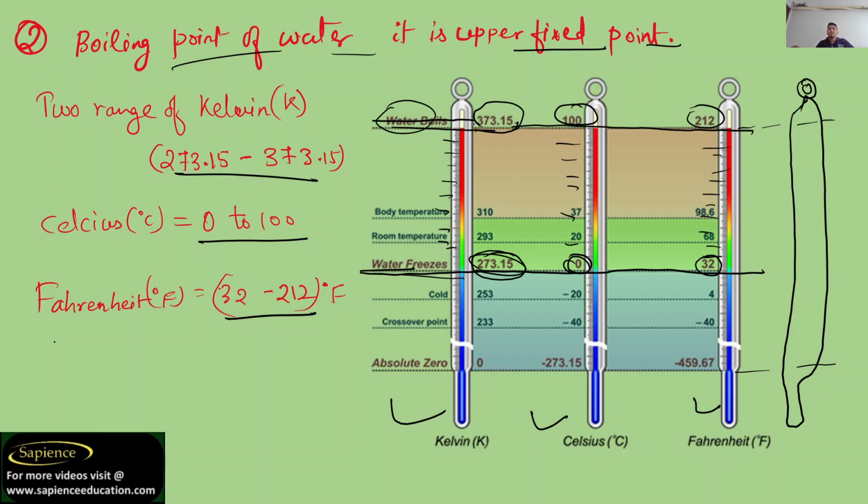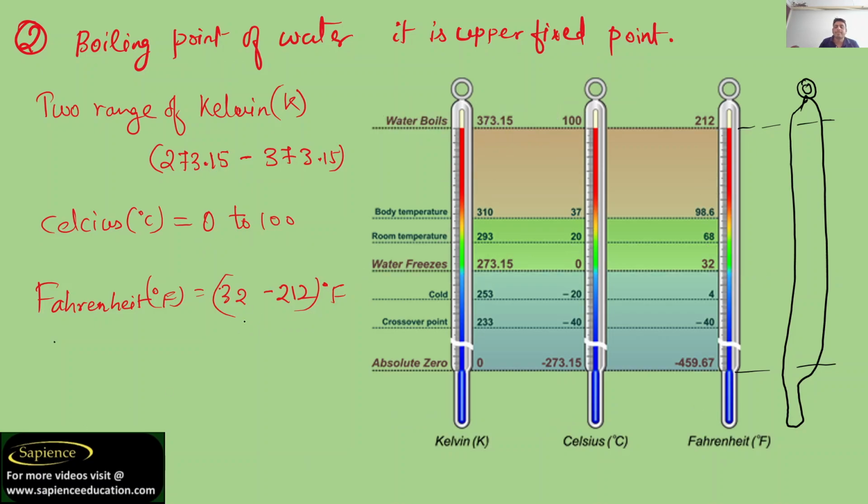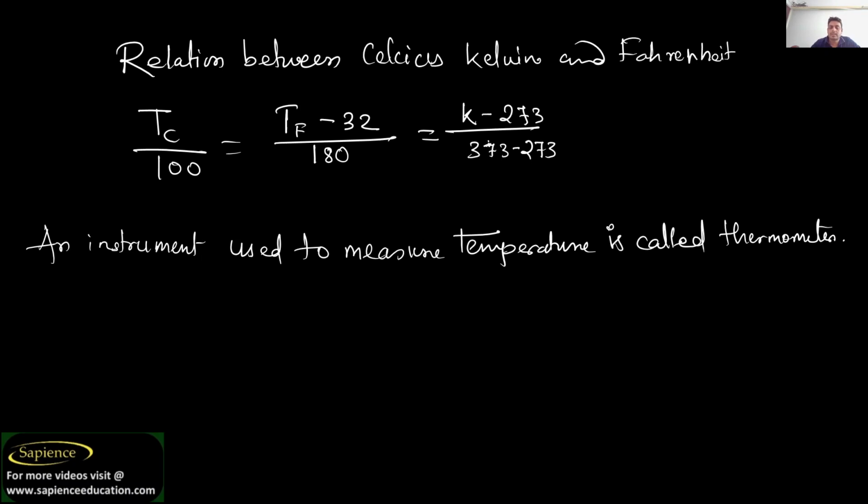Further, every scale has its own division. But the common thing for all of them is that they have the same boiling point and the same freezing point. I'm talking about the label, not the values. I hope you have understood. Now, using this, we need to find a relation. So how will you find a relation?